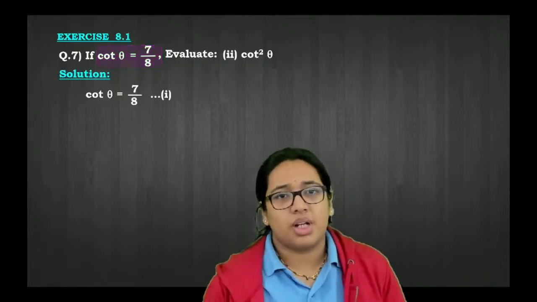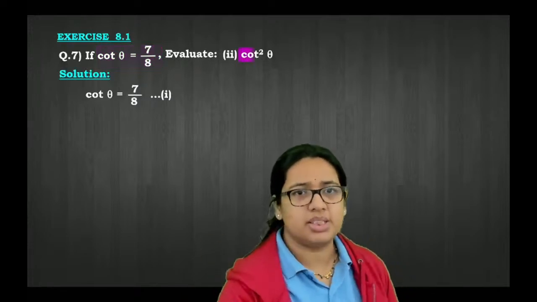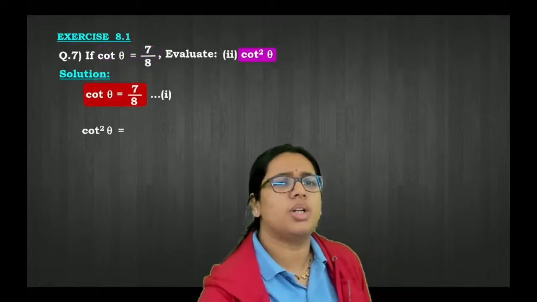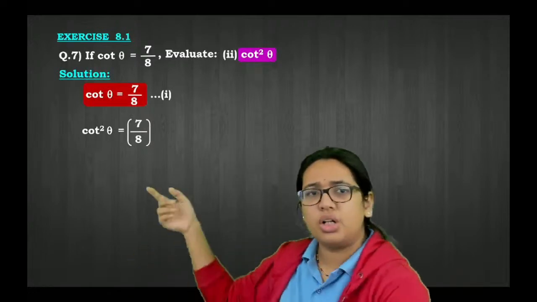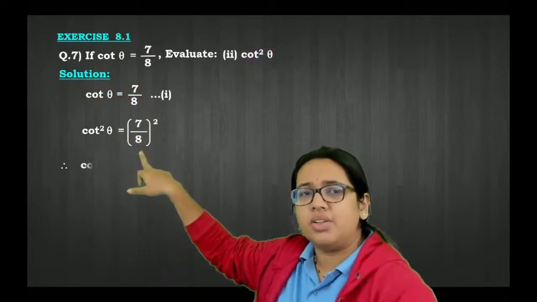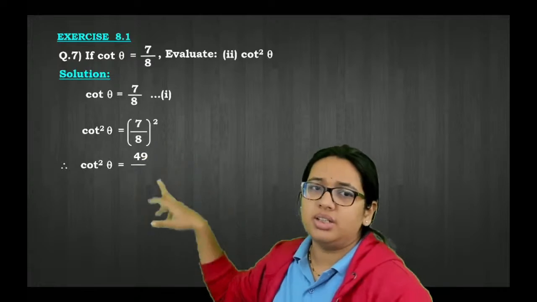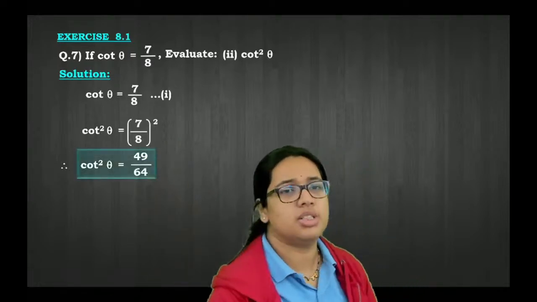जैसे आप x square is same as x into x कंसीडर करते हो, वैसे ही cot square is nothing but cot into cot. So cot square theta will be (7 upon 8) whole square. The answer will be 49 upon 64.